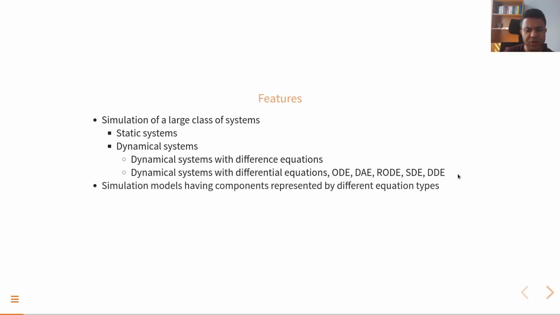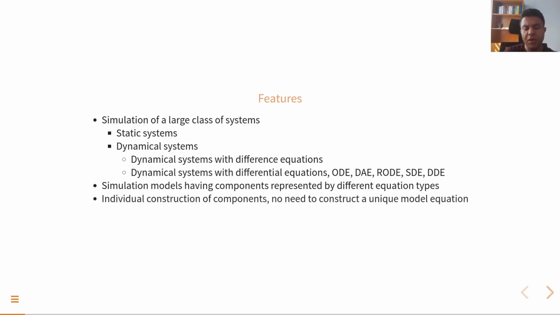The next feature of Jusdl is the simulation of models that have components represented by different equation types. In Jusdl, a model may have a component that is represented by an ordinary differential equation and may have another component that is represented by, say, a stochastic differential equation. We just construct those components individually and connect them together, and the model is ready for simulation. So there is no need to construct a unique mathematical equation to represent the whole model. We just construct the components individually.